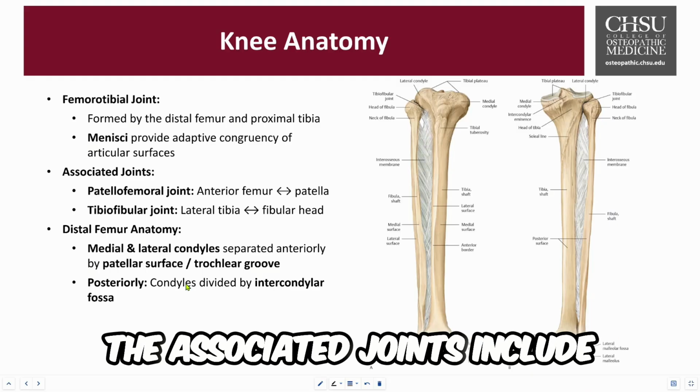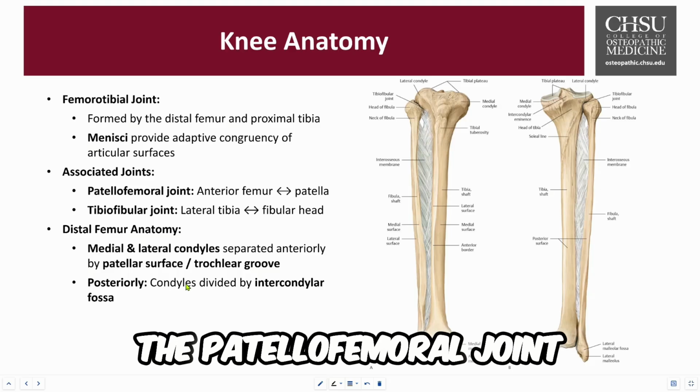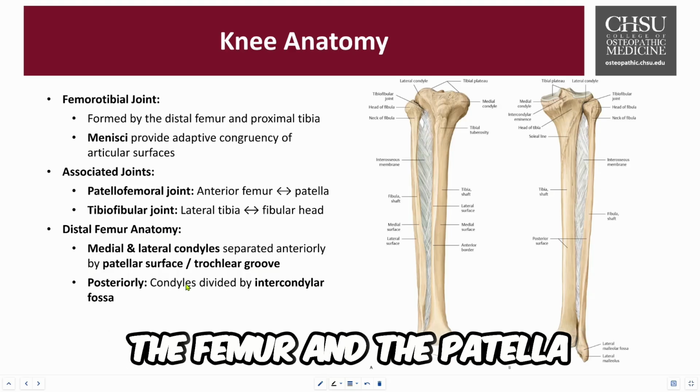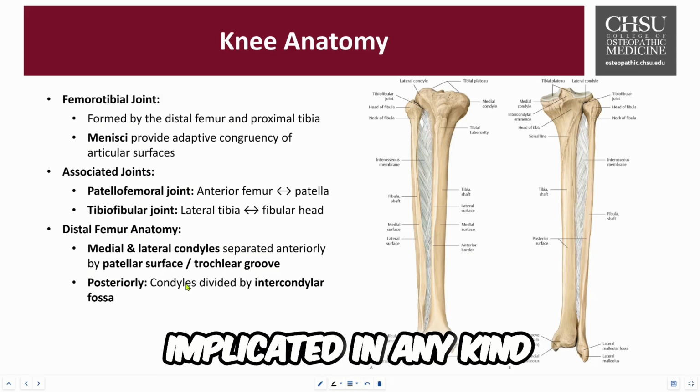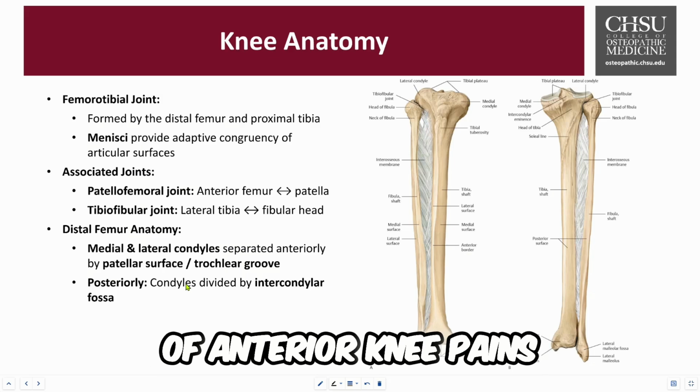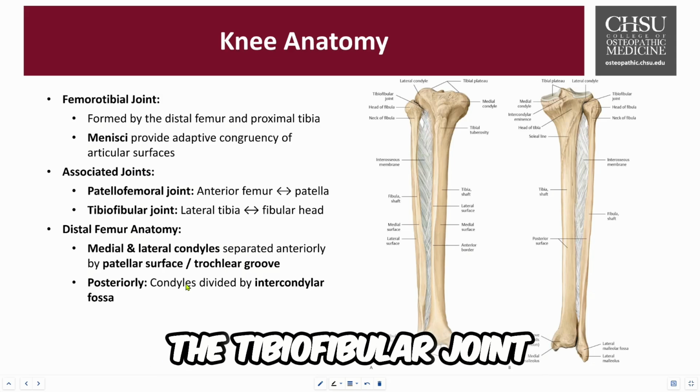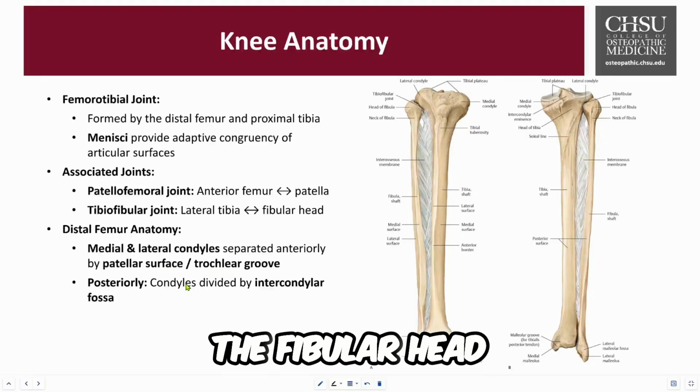The associated joints include the patellofemoral joint. This is the articulation between the femur and the patella. This joint is often implicated in anterior knee pain. The tibiofibular joint is the one between the tibia and the fibular head.